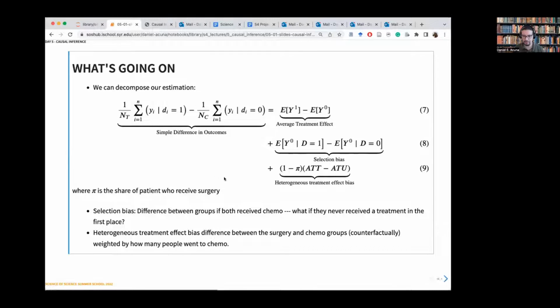Okay, and then we have another factor, the heterogeneous treatment effect bias. This is: is there a difference between the average treatment of the treated and the average treatment of the untreated? So selection bias, in the case of a medical example, is a difference between groups, if both receive chemotherapy, what if they never receive a treatment in the first place? Heterogeneous treatment effect bias is the difference between the surgery and chemo groups, counterfactually weighted by how many people went to chemo. And again, here you have counterfactuals.